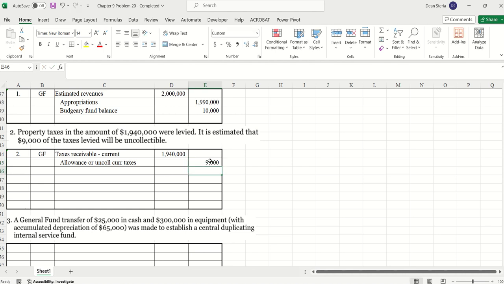Right? So what does that mean? It means that we're going to have revenues of the difference between what we levied and our expected uncollectible. So we got revenues of 1931.